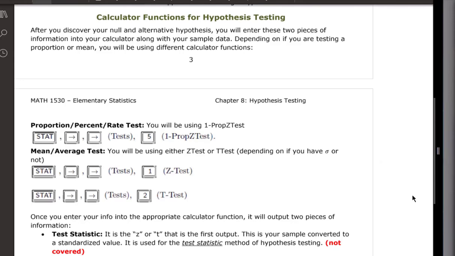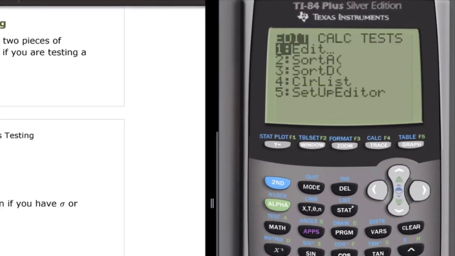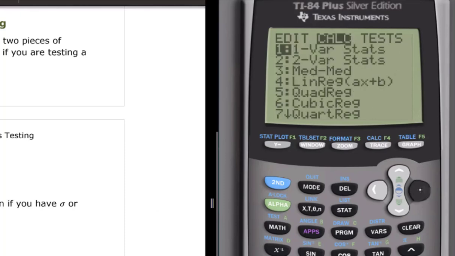Now, just like for Chapter 7, we had calculator functions that we used to estimate population parameters. We're actually going to use very similar calculator functions to look at doing a hypothesis test. They're actually in the exact same menu too as your Chapter 7 problems. So if you're going to the calculator menu, hit the stat button and then go over to the test menu.